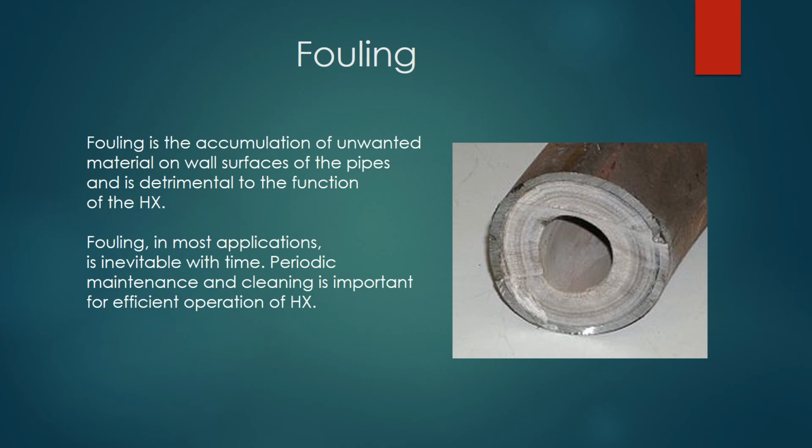Fouling. Fouling is the accumulation of unwanted materials on the walls and surfaces of the pipes inside the heat exchanger. It is detrimental to the function of the heat exchanger as it restricts heat transfer and fluid flow. Fouling in most applications is inevitable with time, and periodic maintenance and cleaning is important for efficient operation of the heat exchanger.